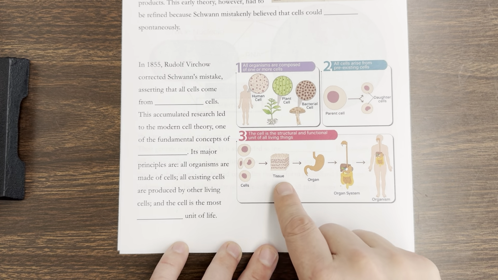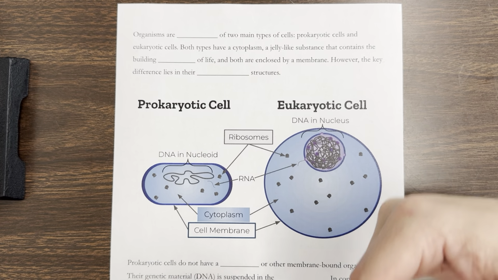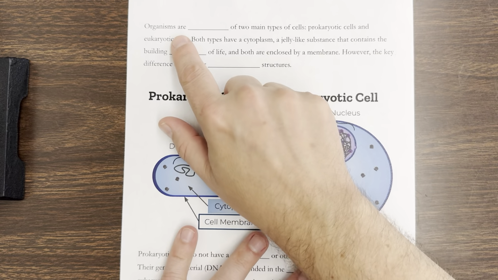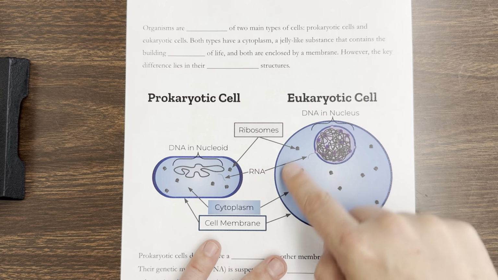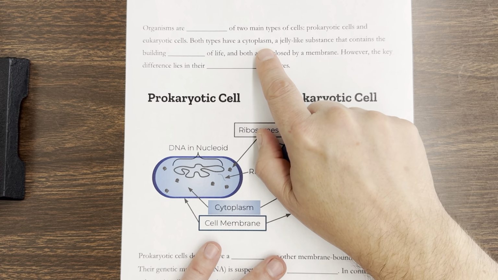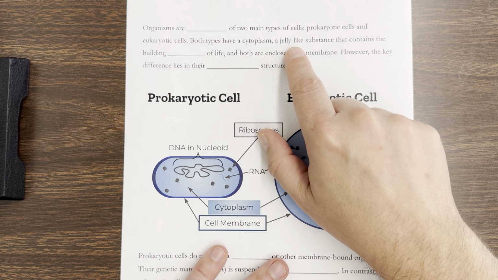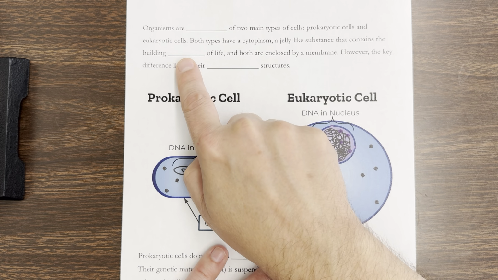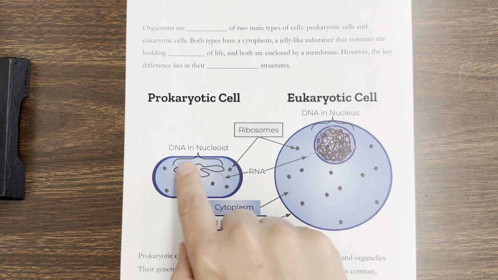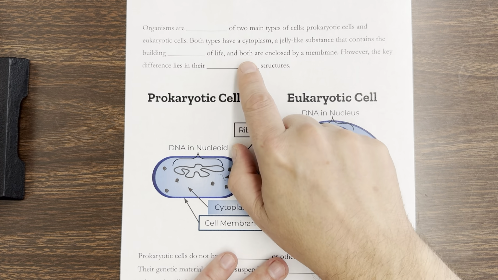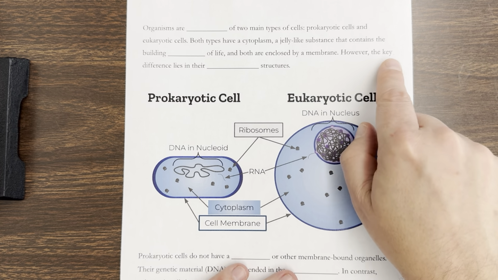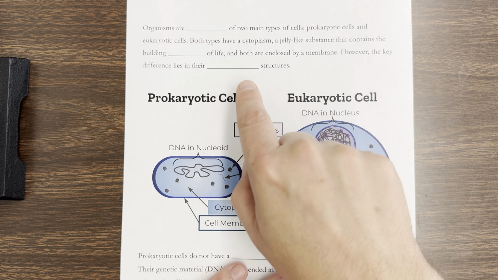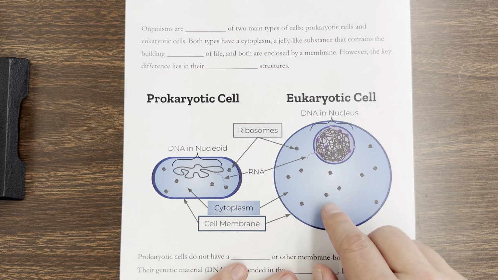All right, and then finally we start to distinguish between two main types of cells, the more detail we get about what cells are. Organisms are composed of two main types of cells: prokaryotic cells and eukaryotic cells. Both cell types have cytoplasm, a jelly-like substance that contains the building blocks of life. That's all this jelly inside this blue stuff here. Both are enclosed by a membrane; we see the cell membrane around both. However, the key difference lies in their internal structures. Let's go over that.